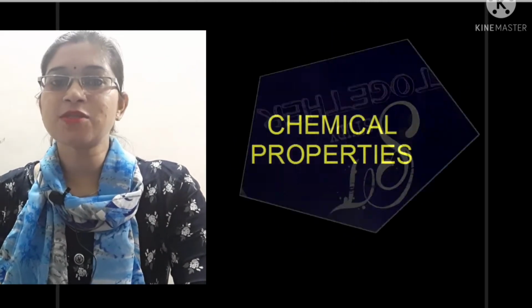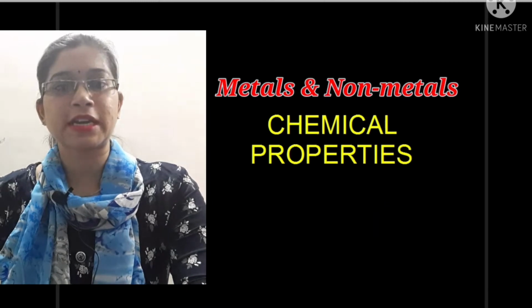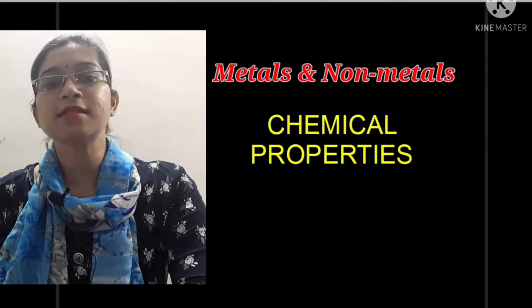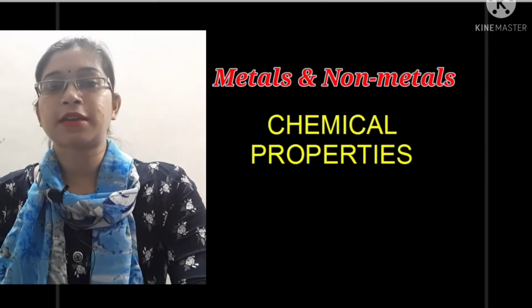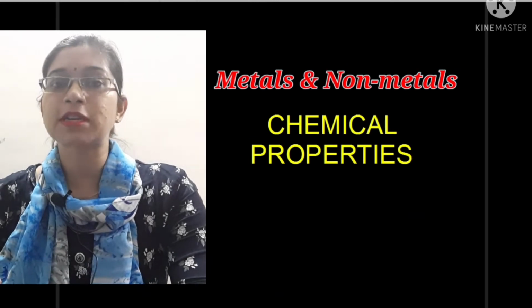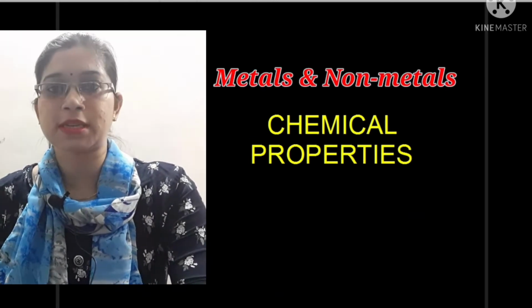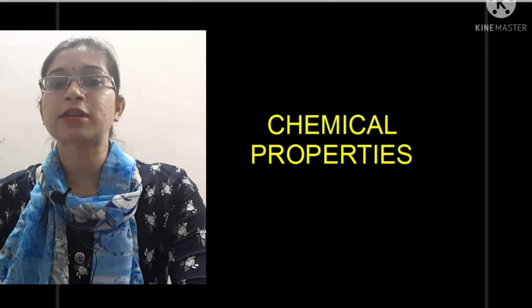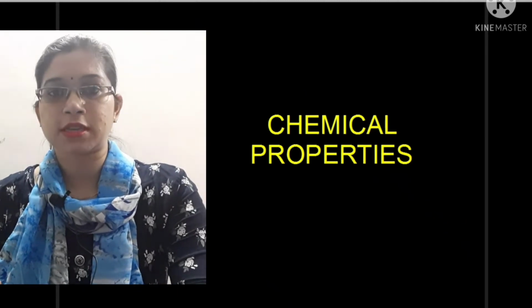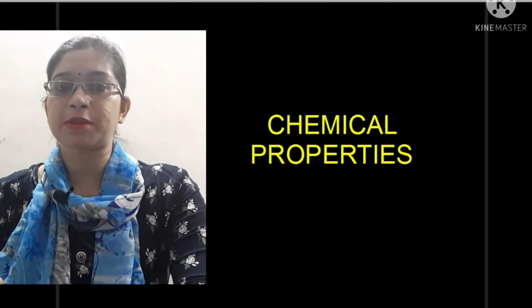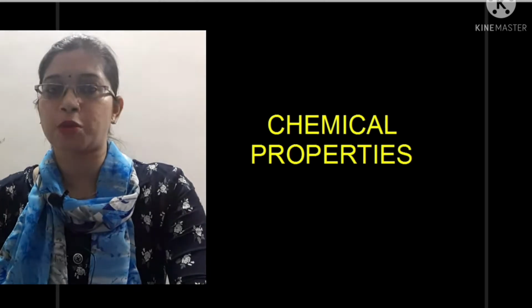In the last video, we started a new chapter of 8th standard, that is materials, metals and non-metals. In that video, we also discussed physical properties of metals and non-metals. Today we are going to discuss chemical properties and their uses. One by one we will start with chemical properties of metals and then non-metals.